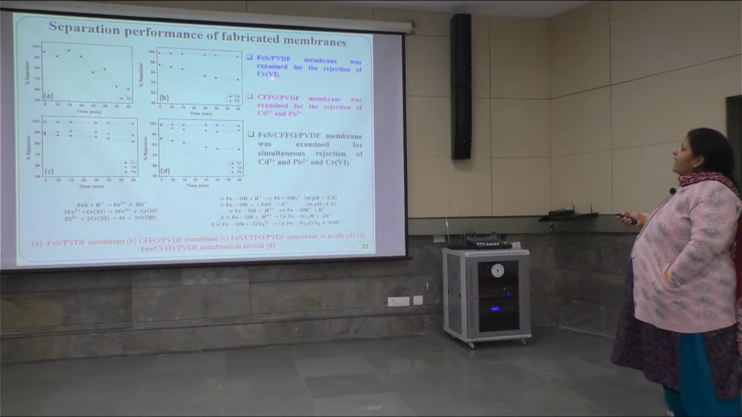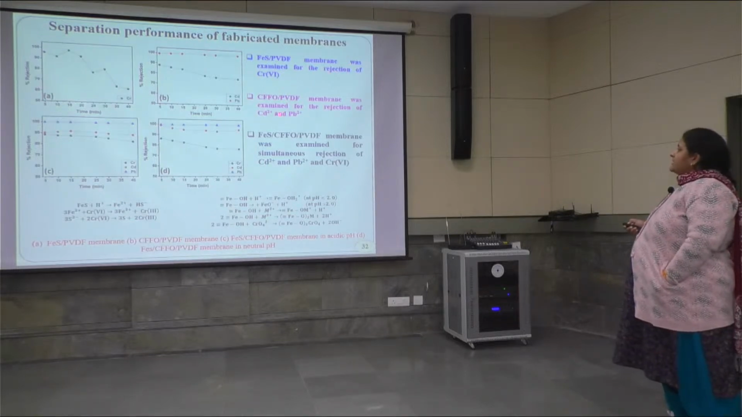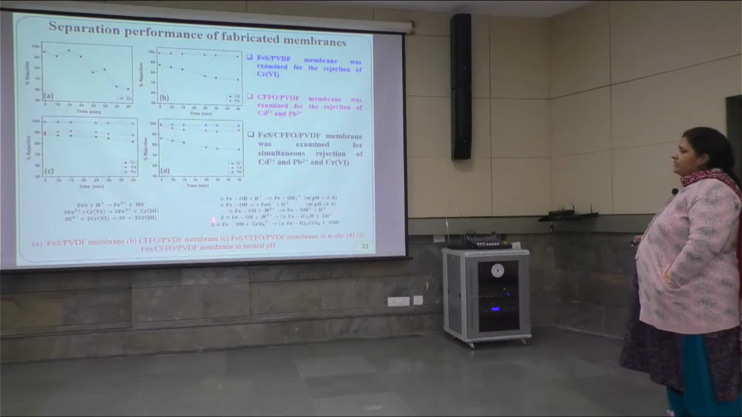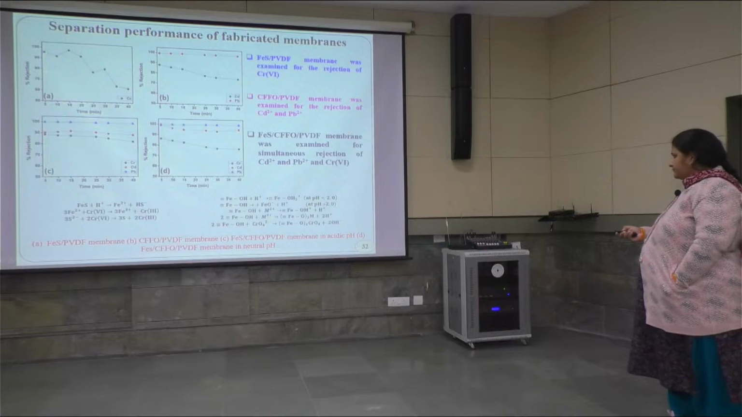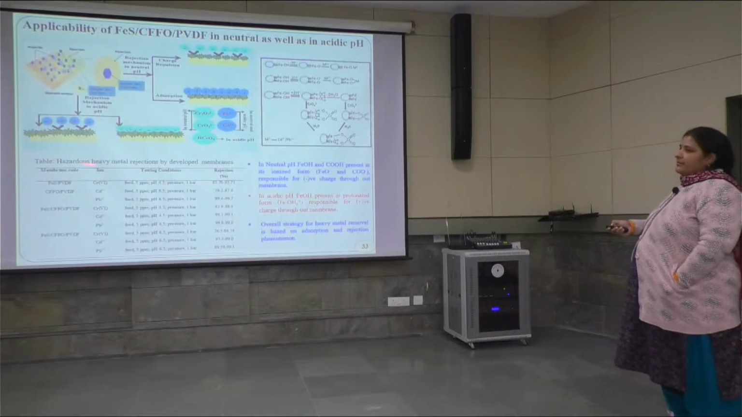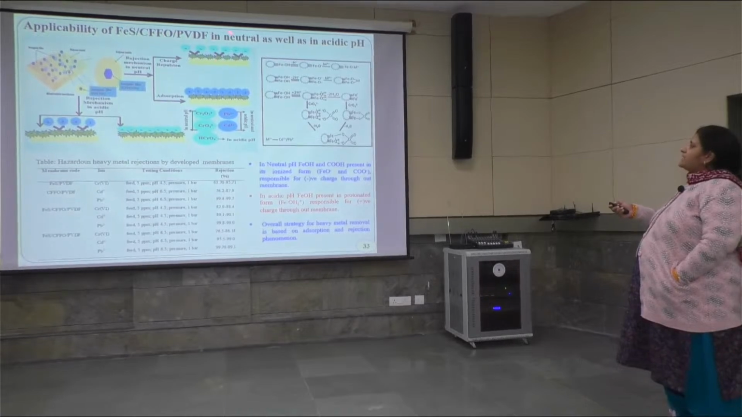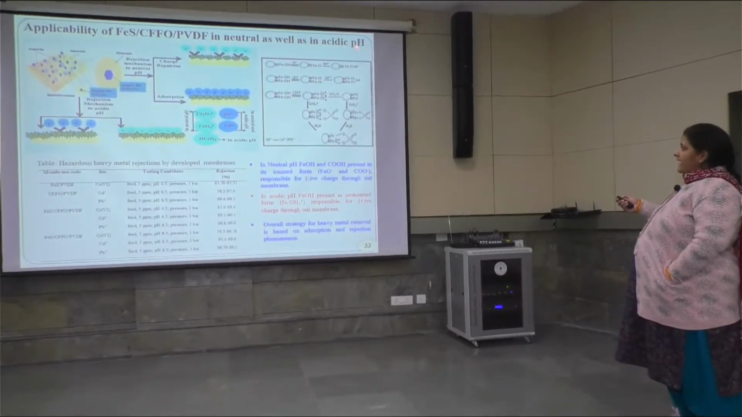The FeS PVDF membrane was examined only for the rejection of chromium. The second one is examined for the rejection of cadmium and lead, and the last one is for the simultaneous rejection of cadmium, lead, and chromium. These are the reaction mechanisms. And this serves one. The applicability of this membrane is in neutral as well as in acidic pH.